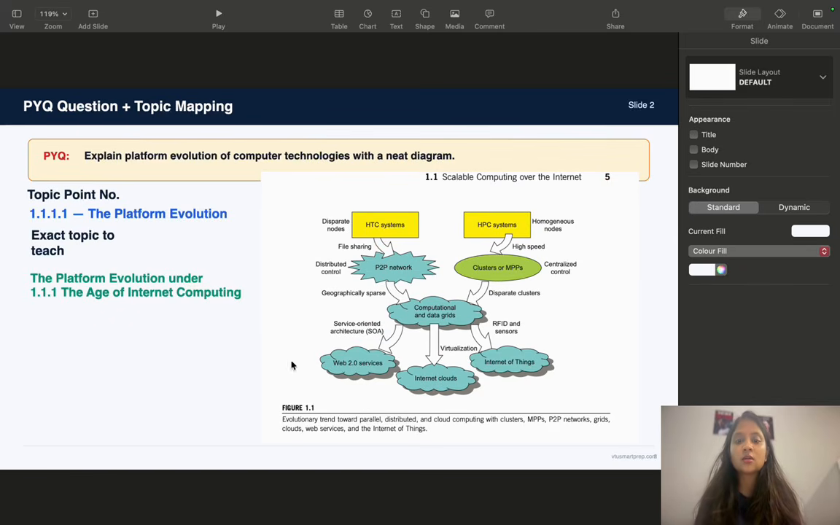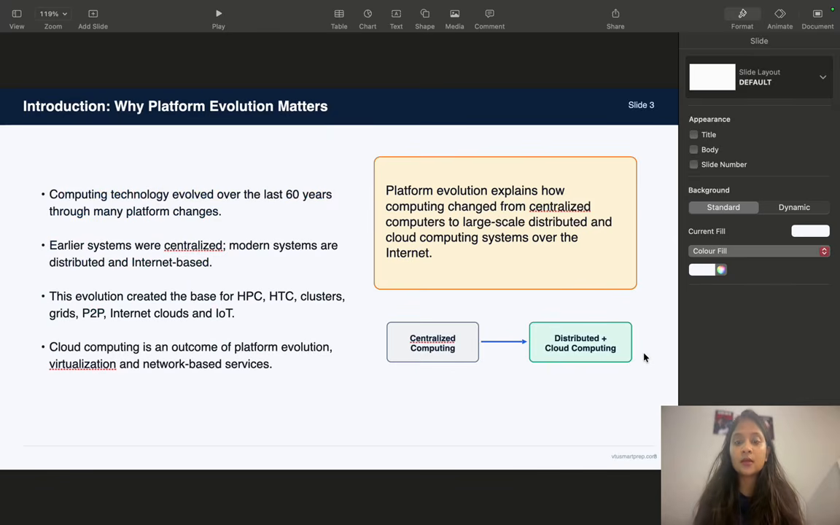That is what is there in this diagram. The topic explains how we move from mainframe computers to cloud computing and IoT. The textbook also explains how modern distributed computing has become data intensive and network centric. These are the points you have to write. So first start with how platform evolution is explained.